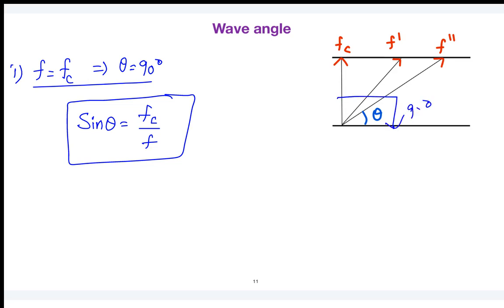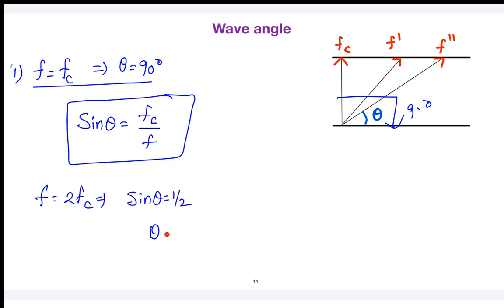Suppose the frequency is 2fc, two times the cutoff frequency. What is the wave angle you are going to get? Tell me. When the frequency is 2 times fc, you are going to get sine theta equal to 1 by 2, so theta is equal to 30 degrees.